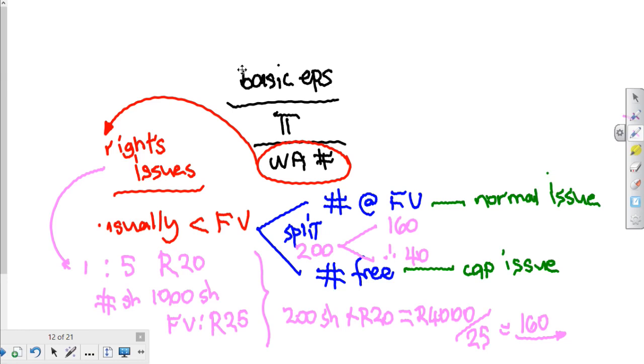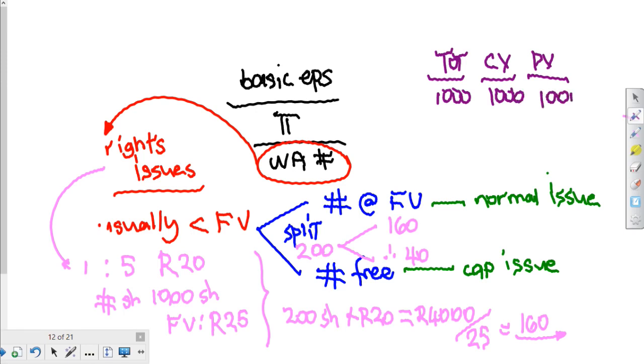So then I do my calc the same way that you've done the calc just now. So total, current year, prior year. I start with my 1,000. Then I do my rights issue. The first piece of the rights issue is rights at fair value, 160, and I land on 1160. Then I have the free, 40, and I land on 1200, which is what I need to land on. Do you agree?